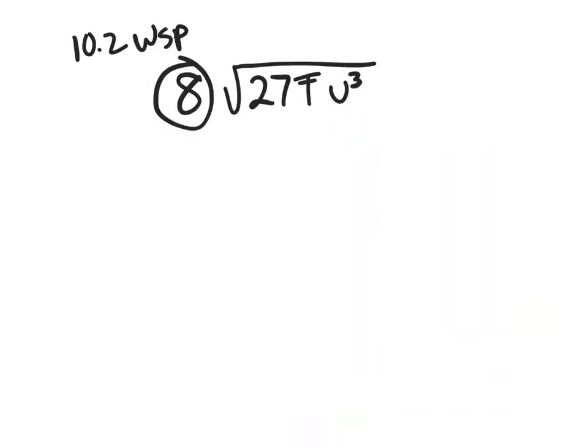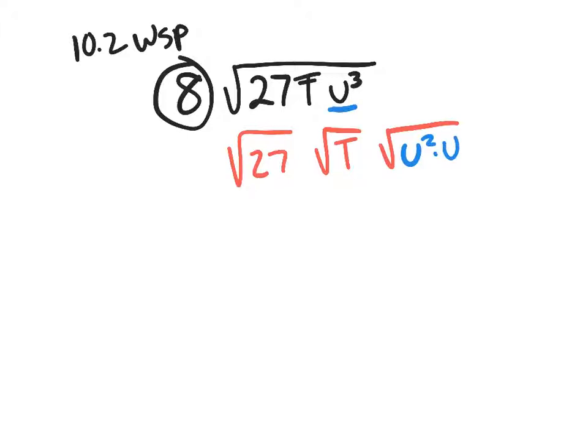So this is going to help us on our homework on 10.2 WSP. This is number 8. So if you want to simplify this, you're going to split it all up. Now, u to the 3rd is an odd power. What would you like to split it to? What would you rewrite it as? u to the second times u, right? The u to the third, you're going to rewrite it as u to the second times u.